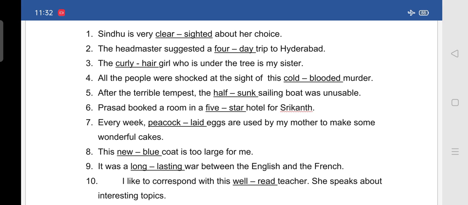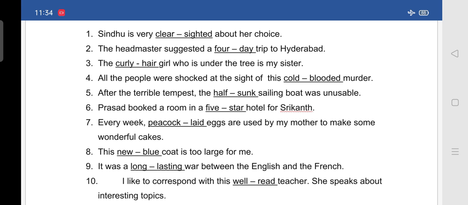Sixth one is Prasad booked a room in a 5-star hotel for Shrikant. So what will you be writing in the blank? 5-star. Seventh, every week peacock laid eggs are used by my mother to make some wonderful cakes. So what will you be writing in the blank? Peacock laid.